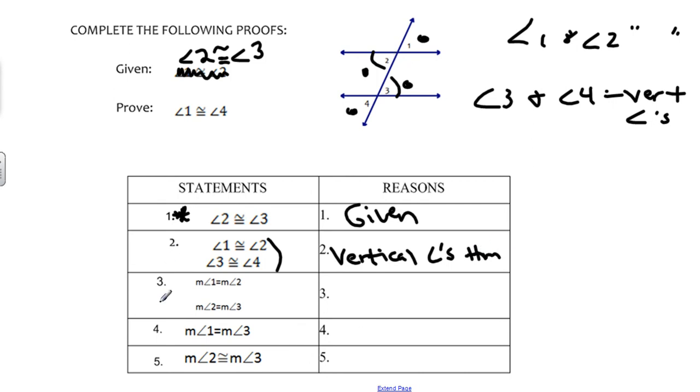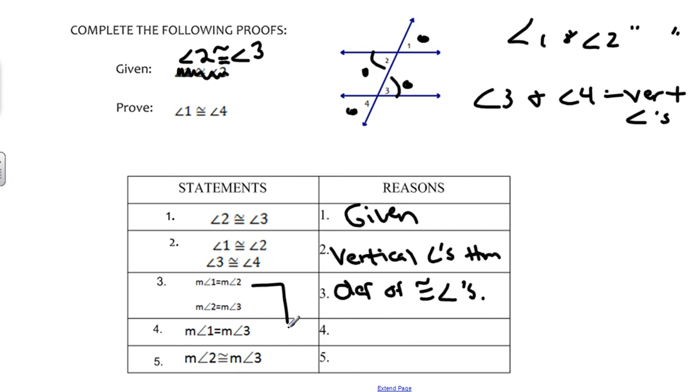Okay, step 2 to 3, you have 1 and 2 again, and you have 2 and 3 now. And what they've done here is they've taken away the congruency sign between 1 and 2 and the congruency sign between 2 and 3, and they turn them into equal signs. And the definition of congruent angles says that angles that are congruent have equal measures. So we're allowed to interchange the signs. So this is the definition of congruent angles.